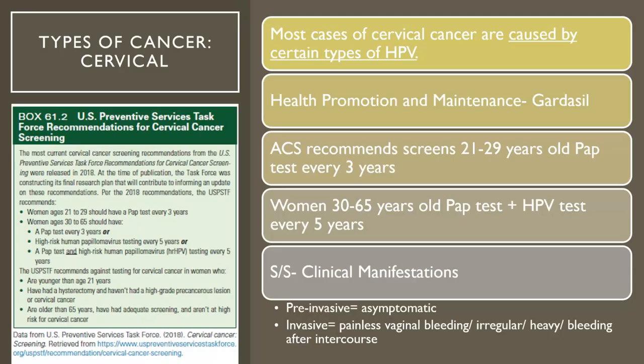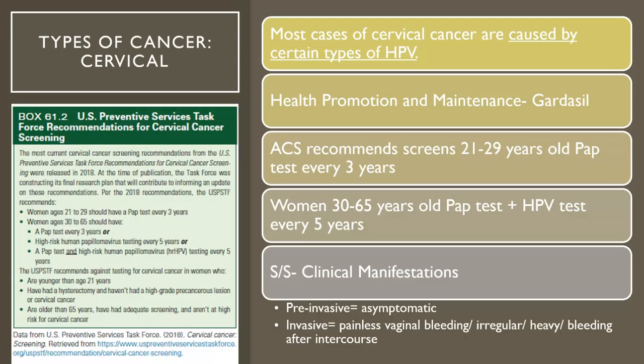Cervical cancer. Most cases of cervical cancer are caused by HPV, or genital warts. Health promotion and maintenance, that would be your primary prevention, Gardasil. We recommend a Pap test every 3 years for our patients 21 to 29, and then every 5 years with an HPV test for our women 30 to 65. Clinical manifestations of cervical cancer are typically asymptomatic. You can't see the cervix, so you don't know what's going on there. That's why you have to go get your testing done.